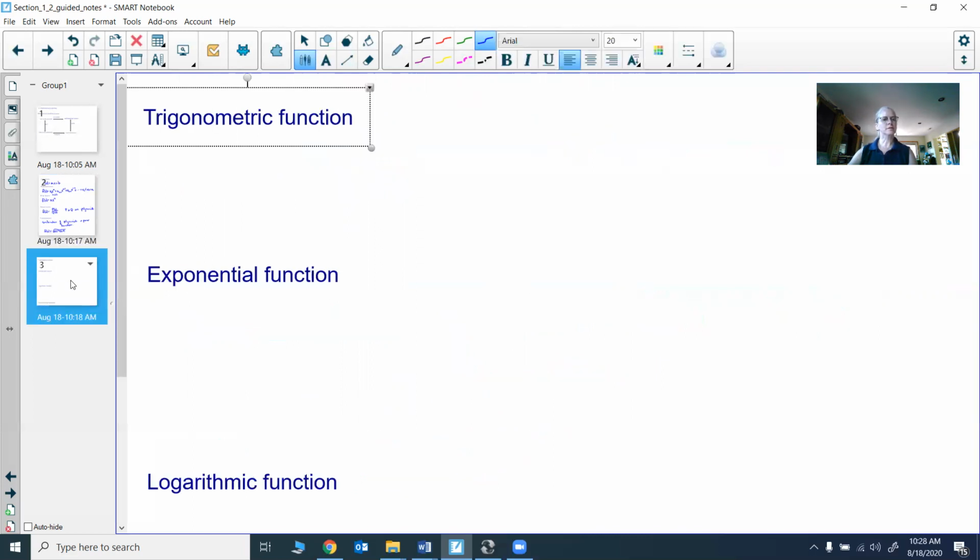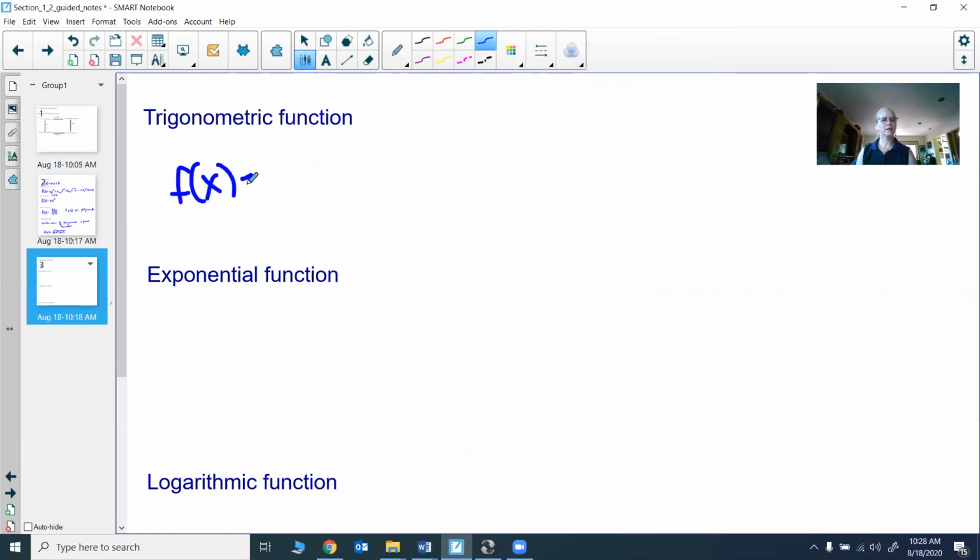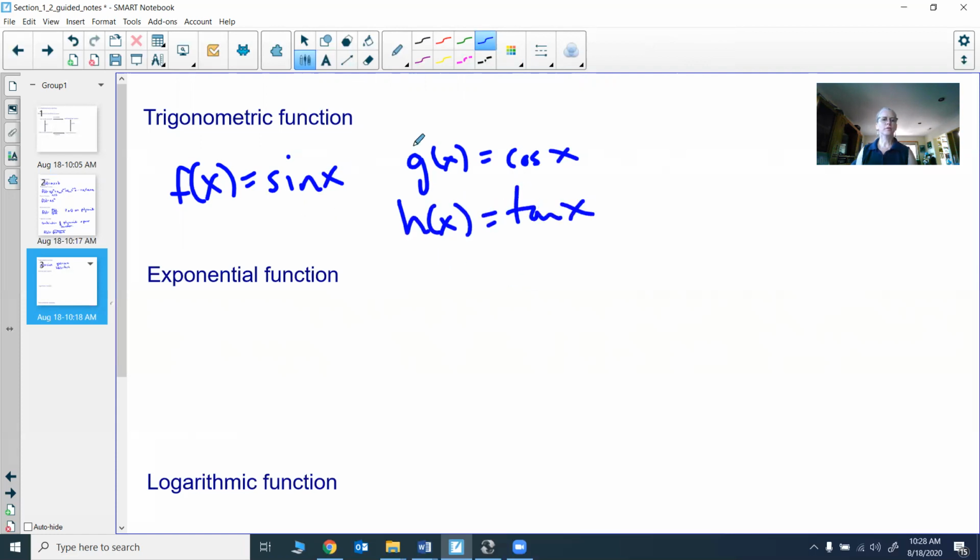There are other functions that exist in the world. You've seen these in the past. Trigonometric functions are functions like f of x equals the sine of x, g of x equals the cosine of x, h of x equals the tangent of x. So these are these trigonometric functions.